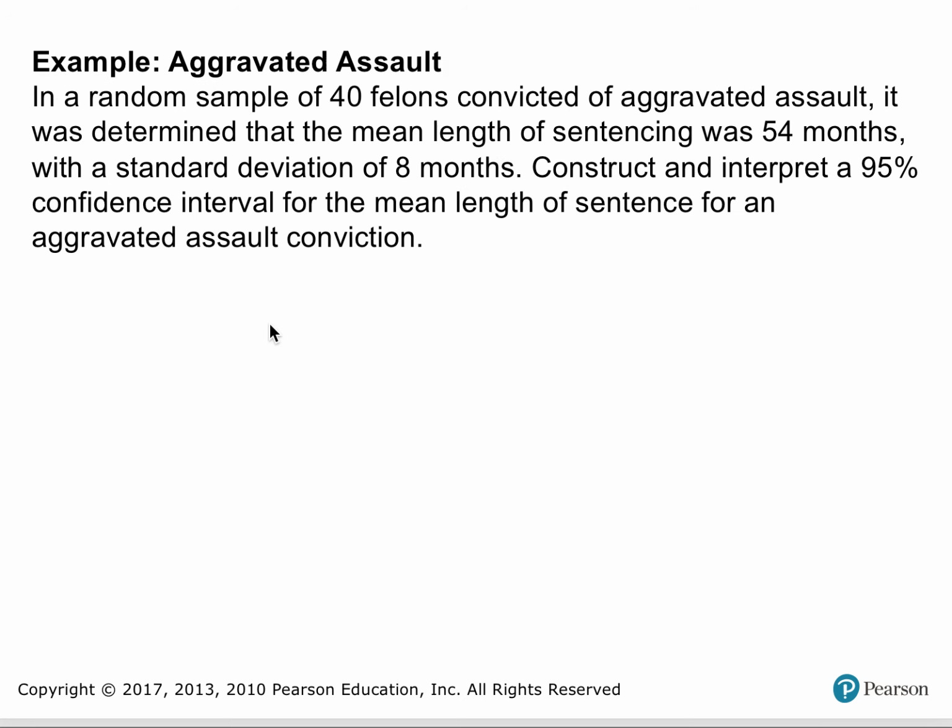In a random sample of 40 felons convicted of aggravated assault, it was determined that the mean length of sentencing was 54 months with a standard deviation of 8 months. Okay, we're talking about the mean again. Construct and interpret a 95% confidence interval for the mean length of a sentence.